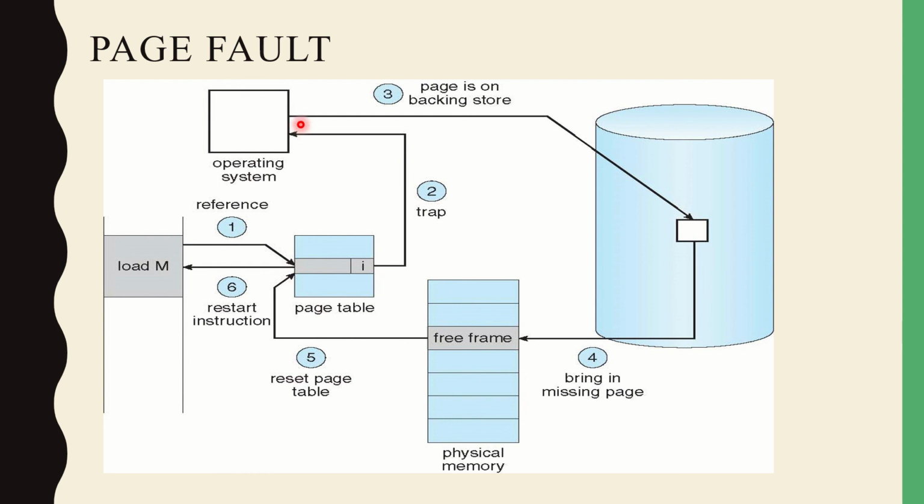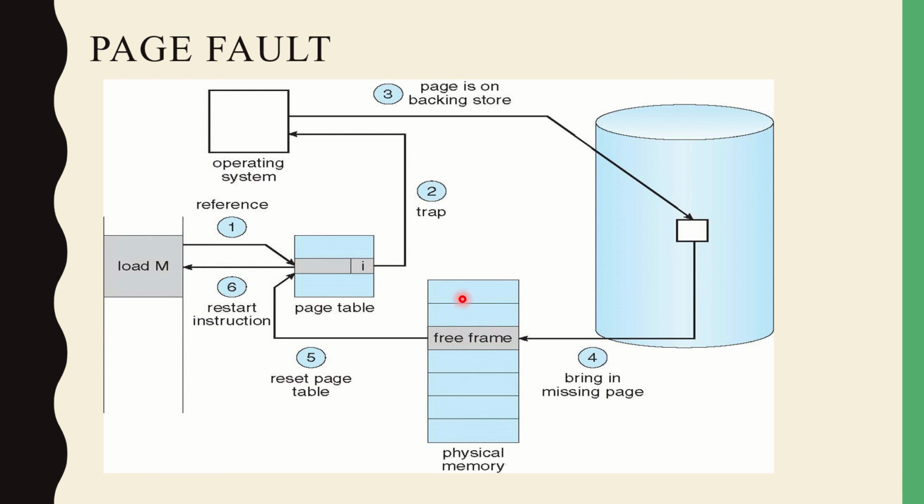In the trap, in the third step, the page is found on the backing store. This requested page is found on the secondary storage device. Then it checks whether any empty space is there in the physical memory. If a free frame is there in the physical memory, it simply copies the requested page to that free frame.